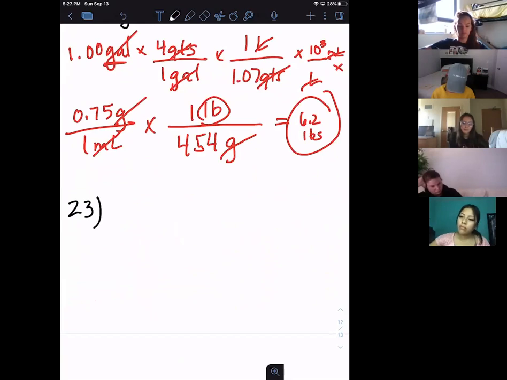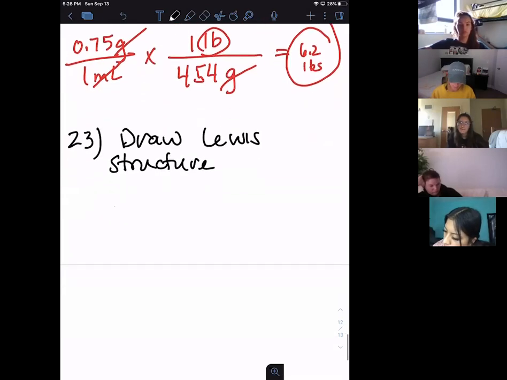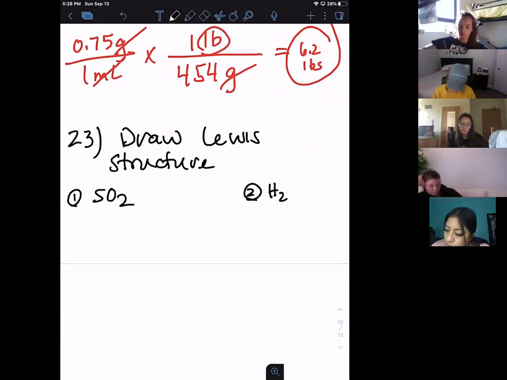23. Draw Lewis structure. Now, again, you won't be drawing, but you need to pick, okay? You'll need to pick from the pictures which is the right one. Of these 2 molecules, one is SO2, and the second one is H2CO.